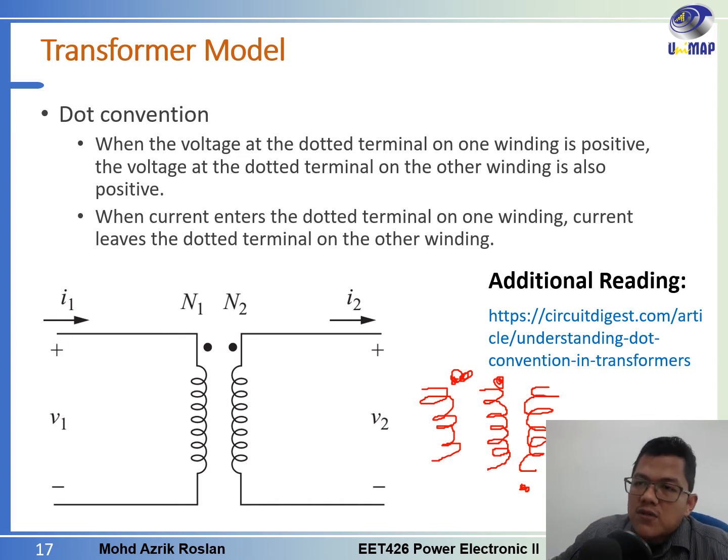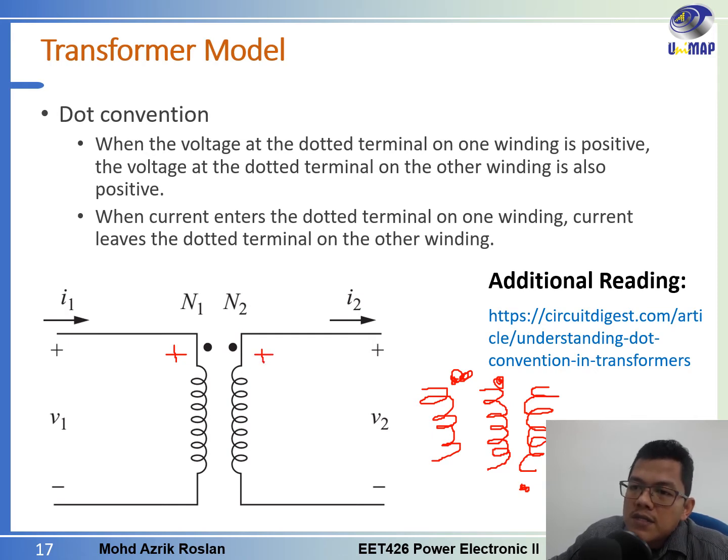For the dot convention, it means that when the voltage at the dotted terminal on one winding is positive, the voltage at the dotted terminal on the other winding is also positive. Now we see the current is flowing like this. So at this side, this will be positive, because the current is coming from this way. The dot side here is positive, and based on this convention, the voltage at the dotted terminal on the other winding is also positive, so this one must be positive as well.